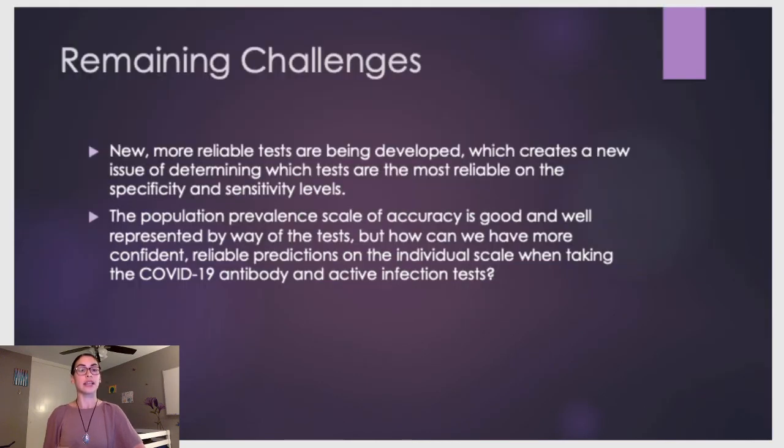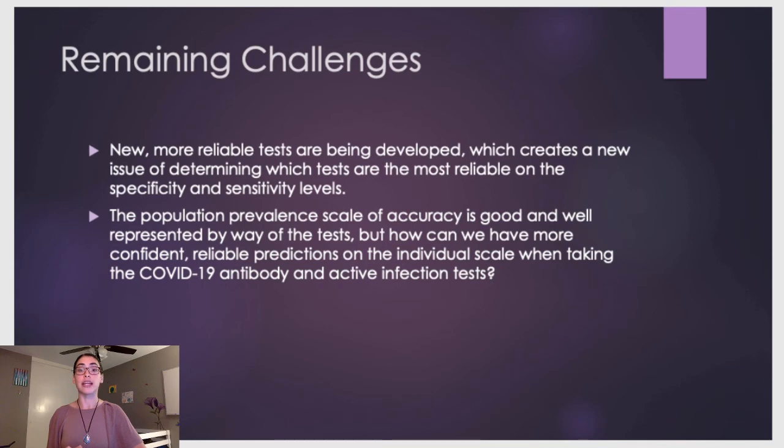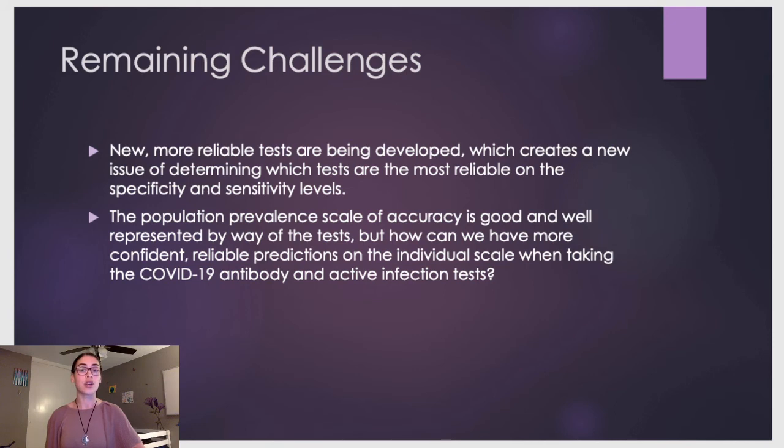Considering the age that we live in, we need to consider the remaining challenges that are present with COVID-19 testing as we head forward into the future. New, more reliable tests are being developed, which creates a new issue of determining which tests are the most reliable on the specificity and sensitivity levels. We would need researchers along with statisticians to conduct overarching sensitivity and specificity analysis for all the developed tests in order to determine which tests are the most accurate and most reliable.